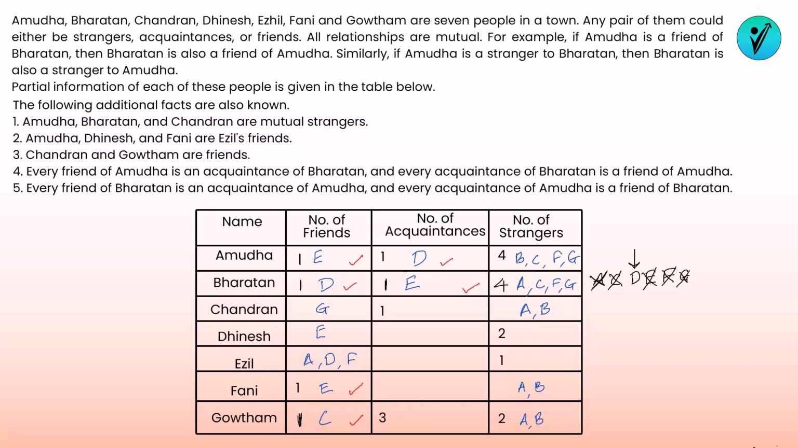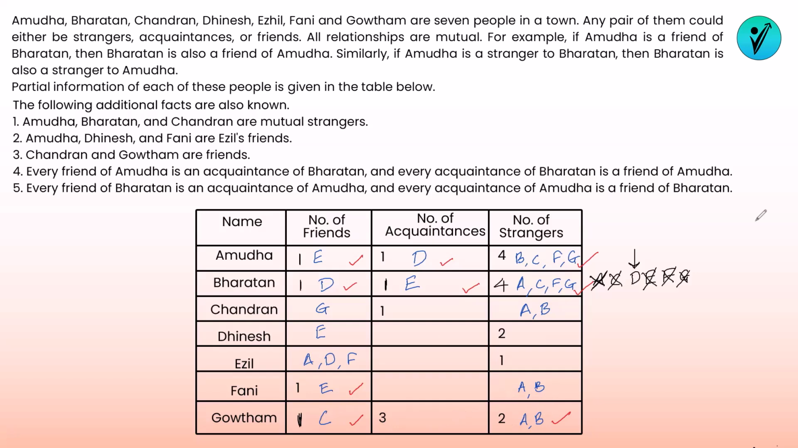Let's quickly mark up all the boxes that we have completely filled. So 4 is taken care of, 4 is taken care of. For G, the number of strangers is also taken care of. So we are going to write that here as well. Now the remaining ones for G have to be acquaintances because one friend is filled, two strangers are filled. The rest three have to be G's acquaintances. So let's fill them in now.